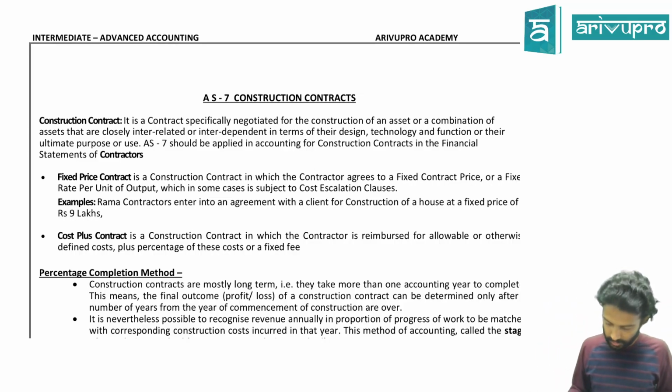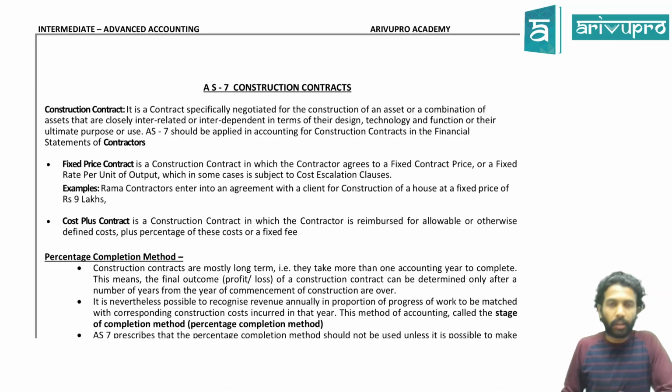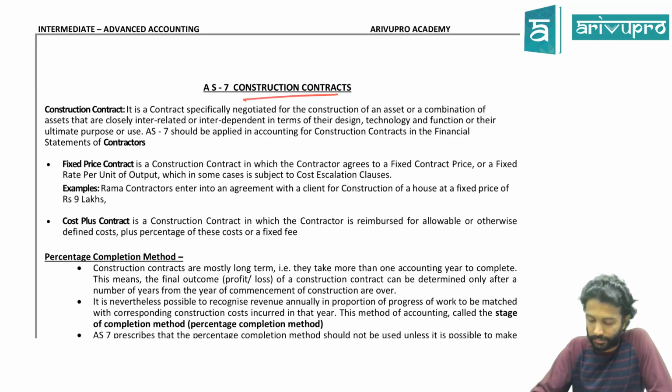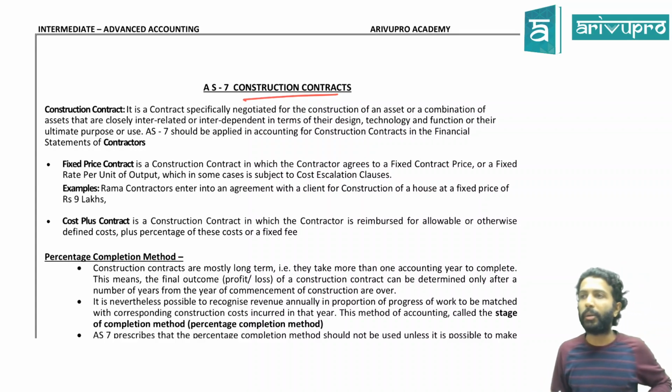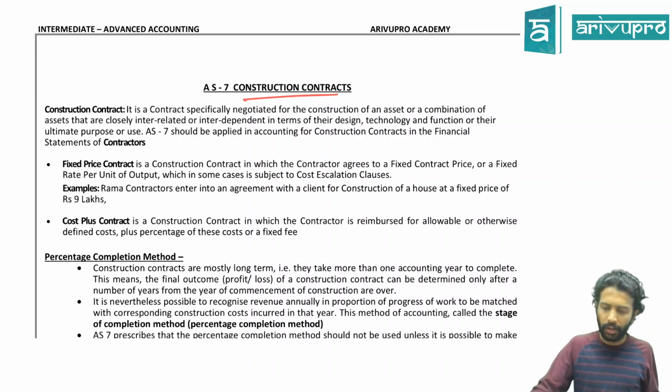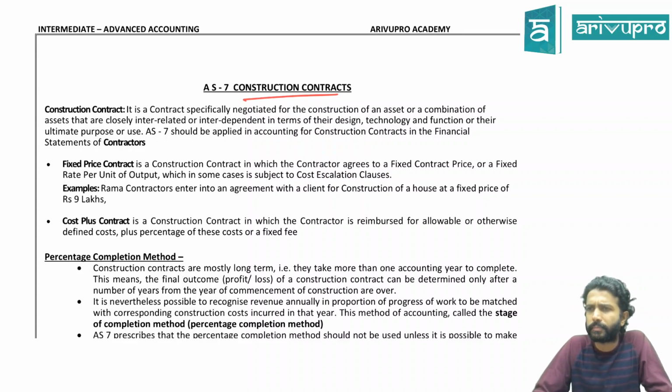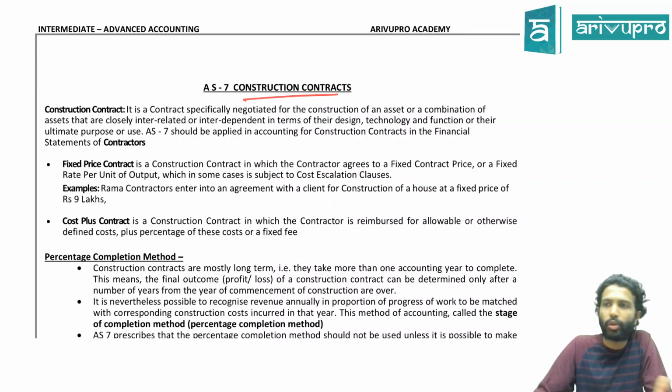Good evening, guys. Let's start with Accounting Standard 7, Construction Contracts. This standard is mainly applicable for contractors who have certain construction businesses. Like what could that be? Buildings constructed, flyovers constructed. If any contractor is doing such kind of activity, how he should do the accounting is what this standard is trying to answer.